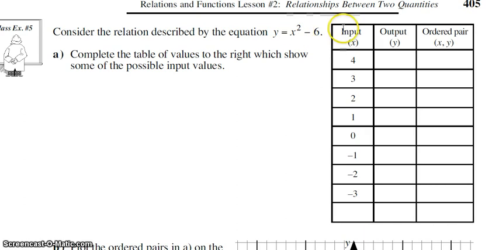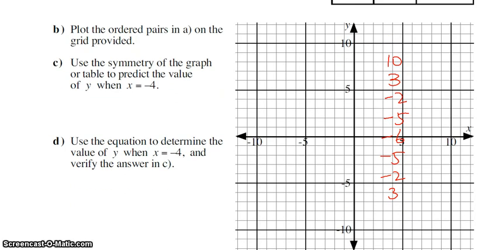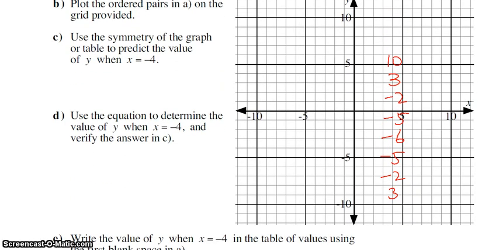You plug in a 4: 4 squared minus 6 is 10. 3 squared minus 6 is 3. 2 squared minus 6 is -2. 1 squared minus 6. Okay, and then you just plot those points. So x squared minus 6. If you plot those points on the graph here, I'll show you the result. So this is the graph.